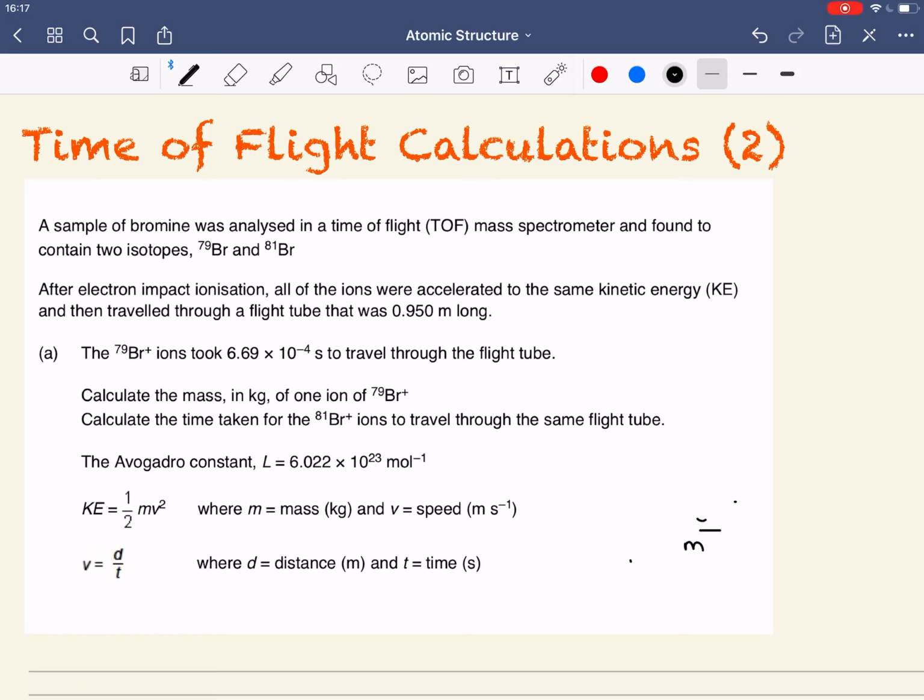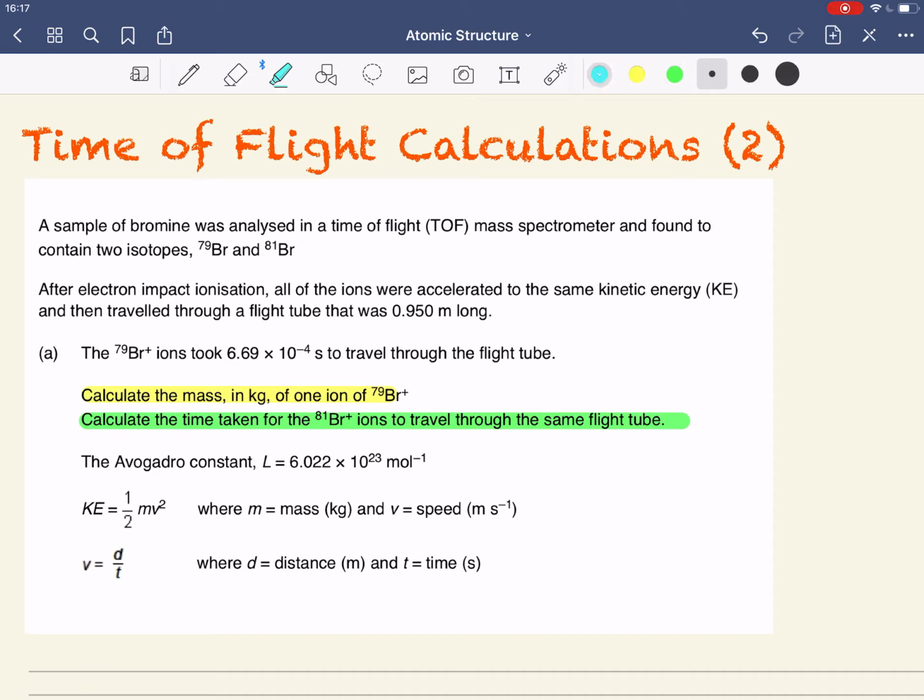Here you've got a question about a time of flight calculation. We've been asked to work out the mass of a Br-79+ ion in kilograms, and then we've been asked to work out the time taken for a Br-81+ ion to travel through a flight tube. Now, we've been given some important information to answer this question.